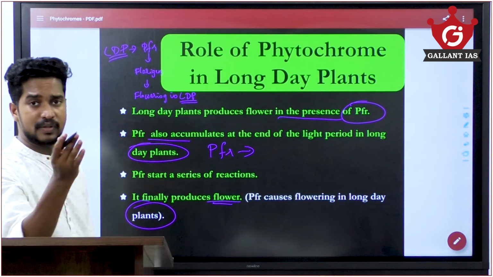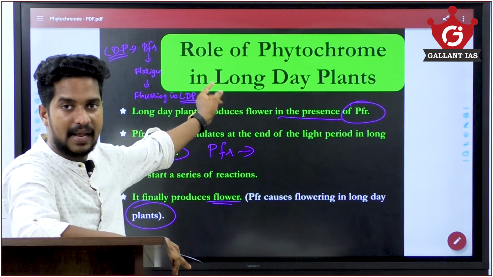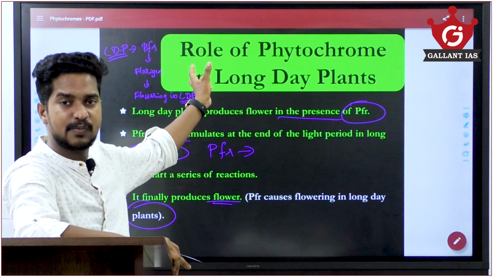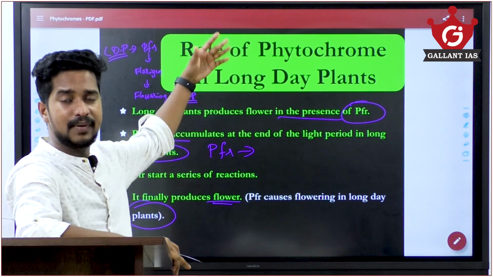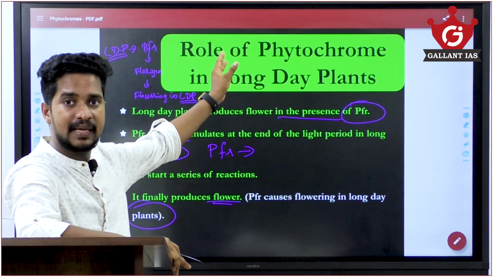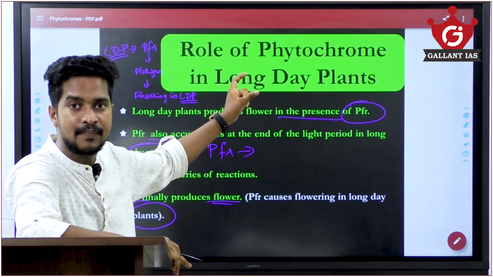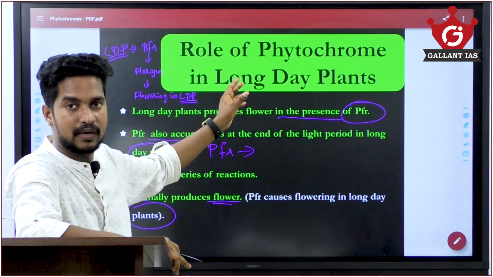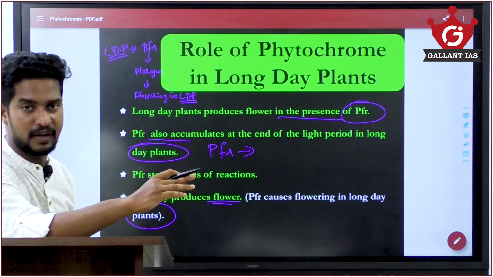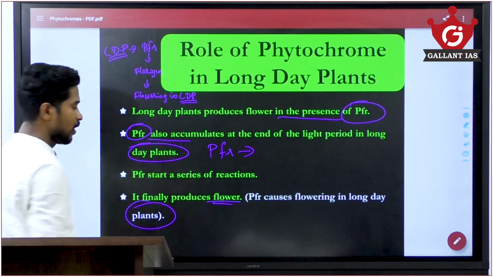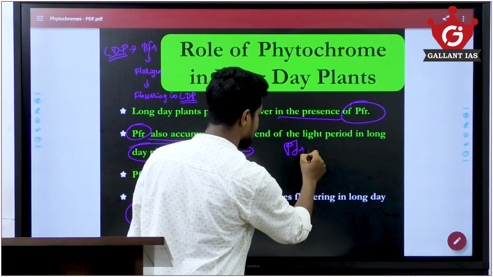That we already know, that we have discussed from the previous slide. Thus, for flowering in long day plants, PFR is necessary. This PFR will activate the flowering region in long day plants and it helps flowering. Similarly, in short day plants, PR is necessary for flowering, and that PR will activate the flowering region which is necessary for flowering in short day plants. For long day plants, PFR is necessary for flowering.